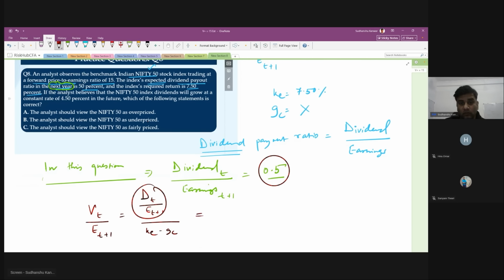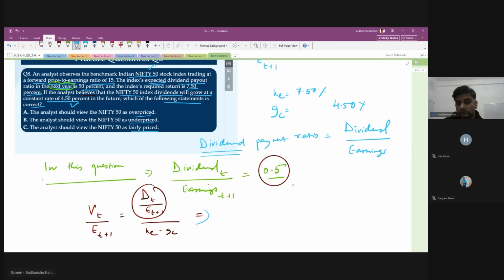Okay, if the analyst believes that the Nifty 50 index dividends will grow at a constant rate of 4.50%, this is given to me now. I was searching for it, but now I found it: 4.50%. Which of the following statements is correct? Let's see. Now it is saying the analyst should view the Nifty as overpriced, underpriced, or fairly priced. I'll answer that question also.